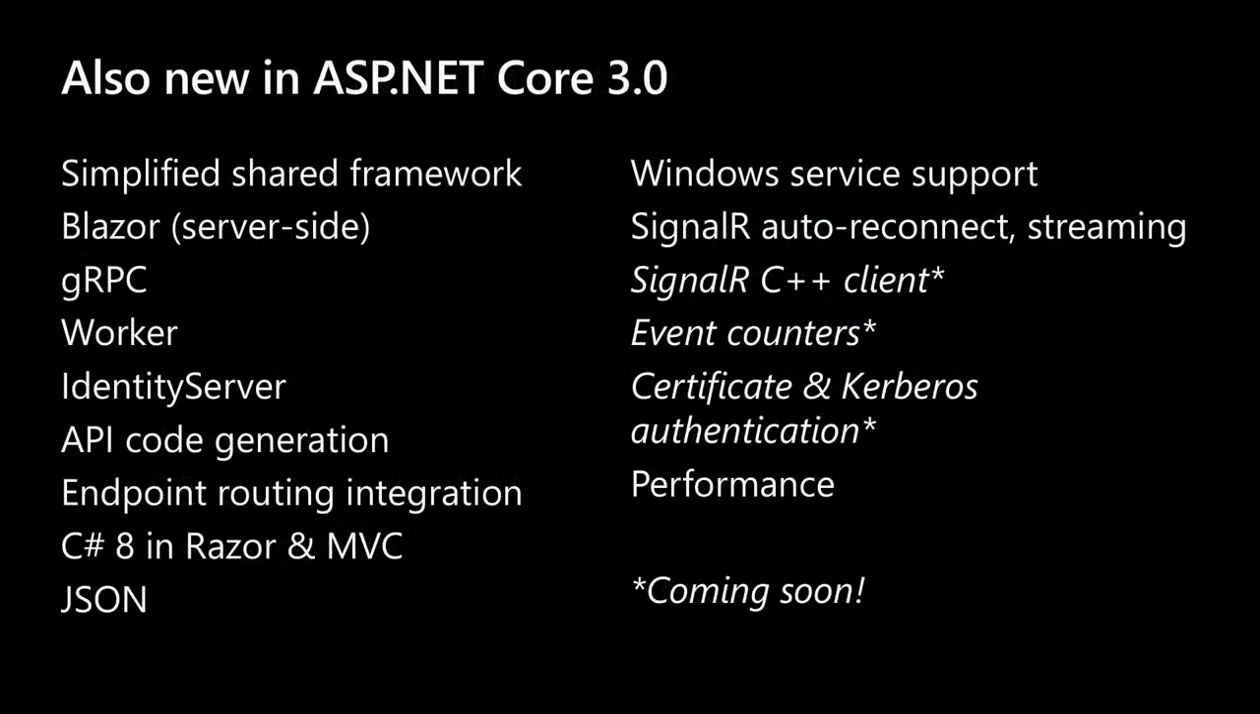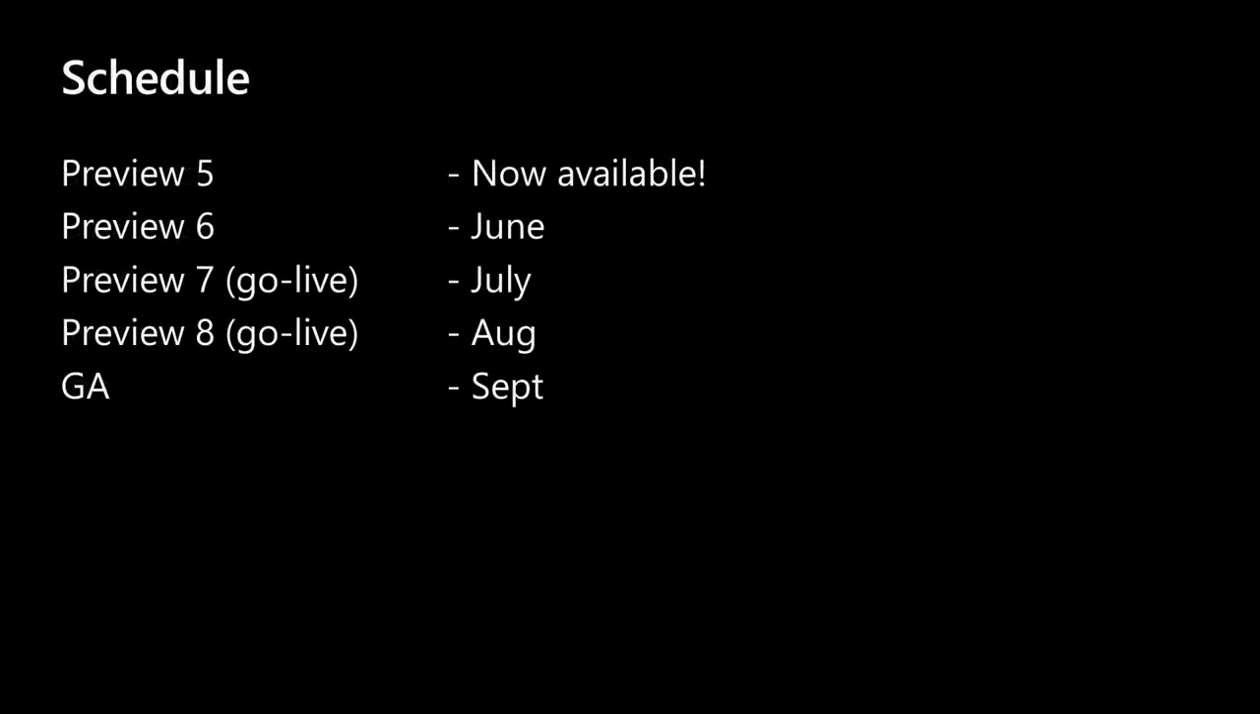This is all the stuff that's available in ASP.NET Core 3.0 that's coming. Some of it's already shipped in previews. Other stuff is still coming, like the certificate and Kerberos authentication. That's going to be coming. I'll let you check this slide out afterwards. I know a bunch of you are trying to take pictures of it.